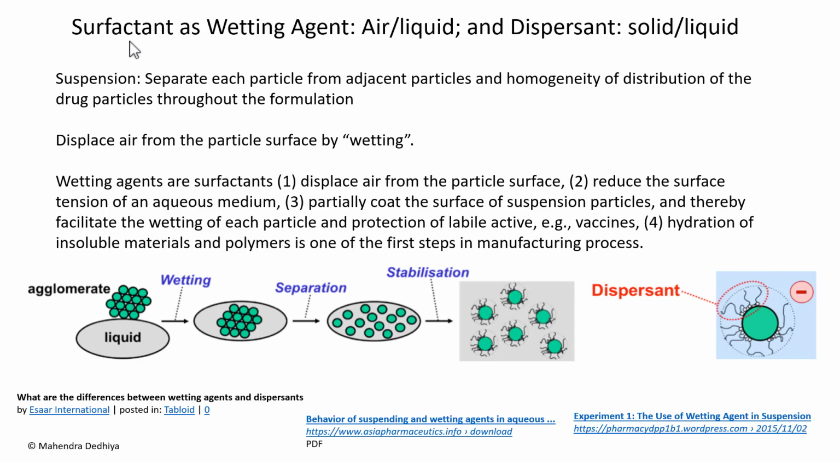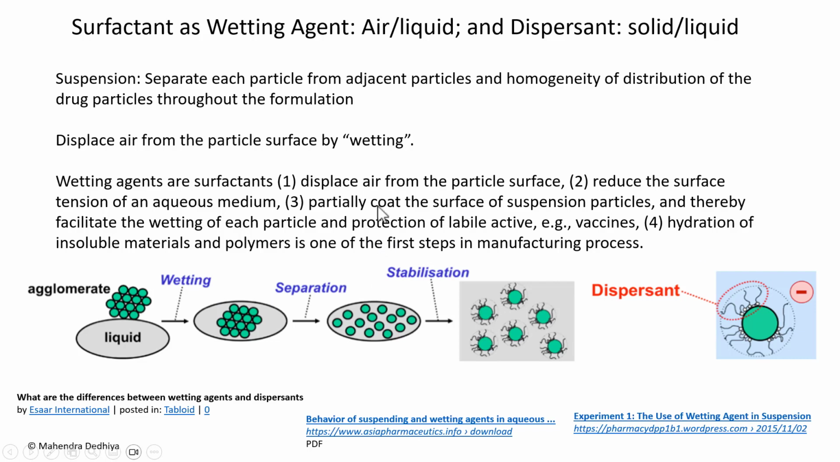Surfactants are used as wetting agents and dispersants. Surfactants are commonly used to help separate each particle from adjacent particles and homogeneously distribute particles. They do this by several mechanisms, wetting or hydration. Wetting agents are surfactants. They displace air from the particles, reduce the surface tension of the aqueous medium between air and water, and partially coat the surface of the particle, and it provides protection of a labile active.